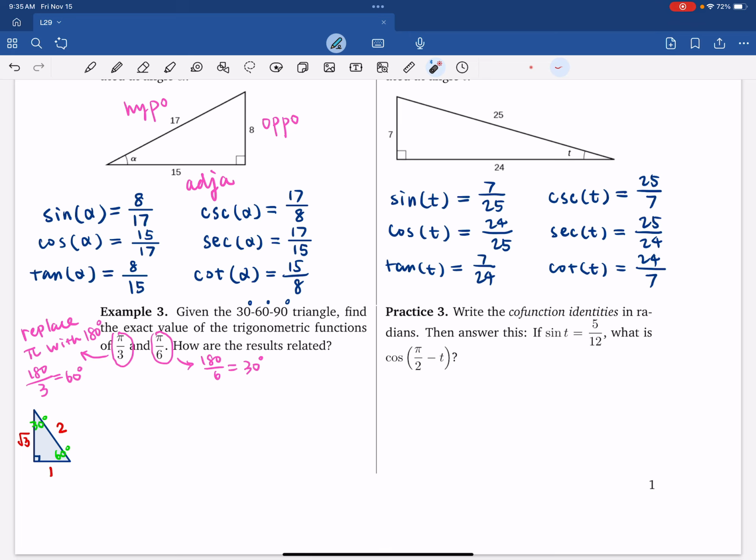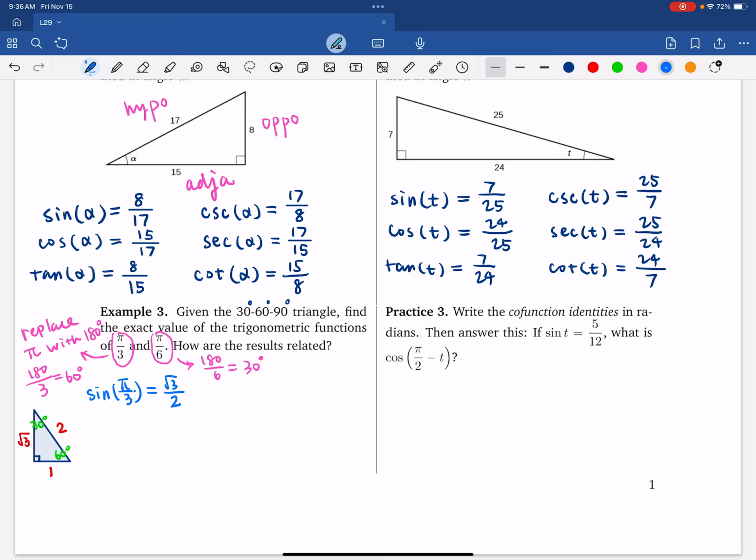And once we have all the sides labeled, you should be able to calculate all 6 trigonometric values. Let's start with the first one. So I'm having sine, right? Sine of pi over 3. So remember, pi over 3 is 60 degrees. So you're looking at 60 degrees in the right triangle. And SOHCAHTOA, sine is opposite divided by hypotenuse. So that would be radical 3 divided by 2.